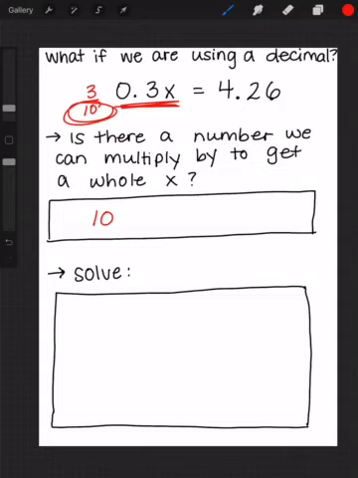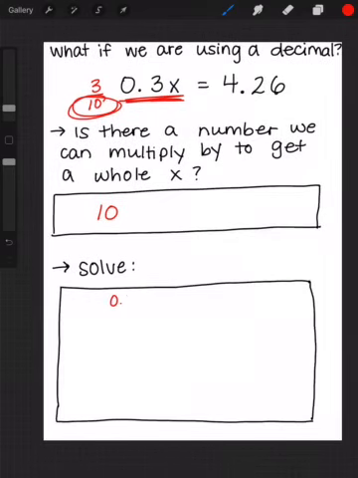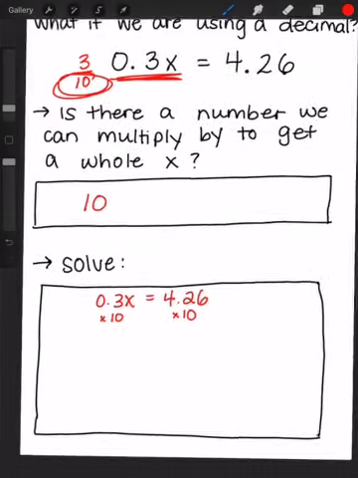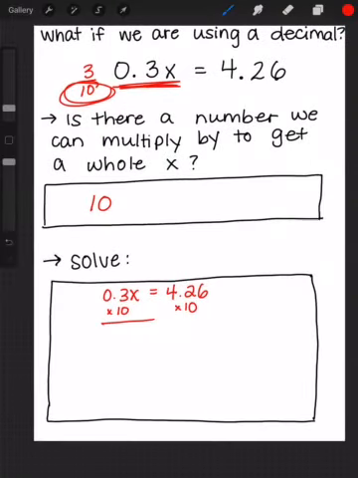Okay, now if I had a decimal that was 0.32, for example, that is now hundredths. My denominator would be 100, and that's what I would multiply by. Okay, but in this case, we just have one decimal place, so we are going to multiply it times 10. Okay, so we have 0.3x equals 4.26. I'm going to multiply this side by 10. I'm going to multiply this side by 10 because I have to do the same thing to both sides of the equation.